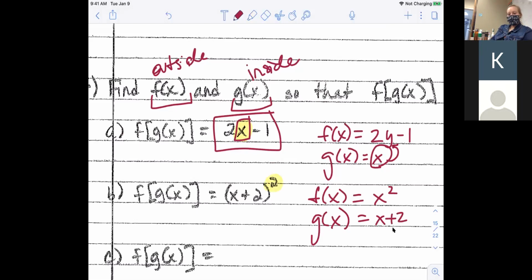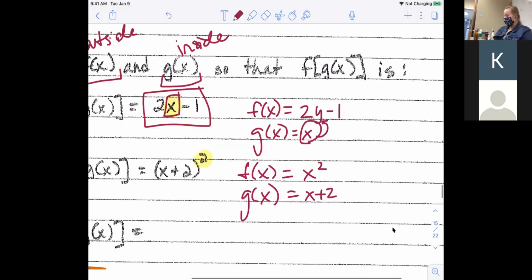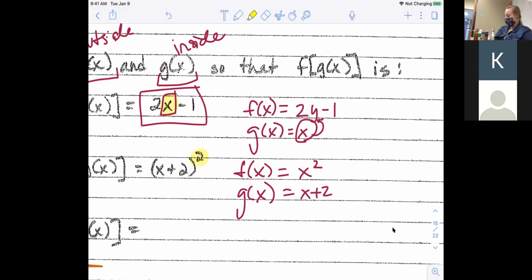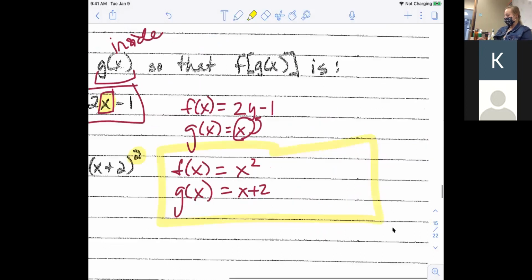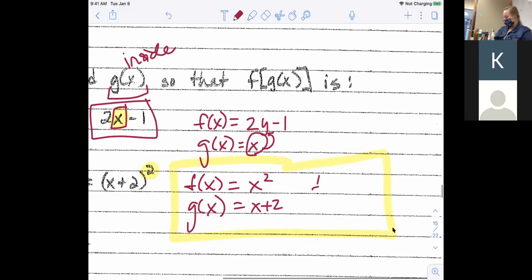Good. So if I were to go backwards, let's say I had started here instead and I said, okay, find me f of g. We would say, well, I'm going to plug g into f. I'm going to plug x plus 2 into my x squared. That's all that it is. I replace it with my x squared.